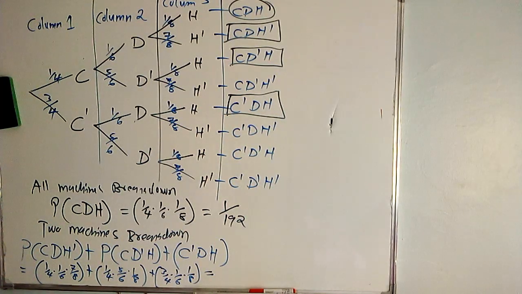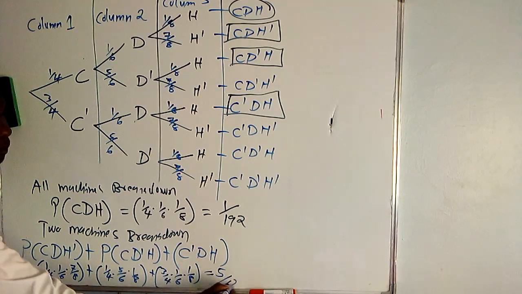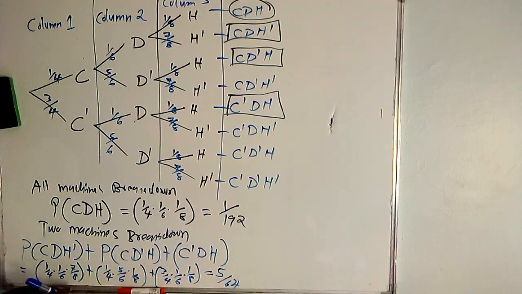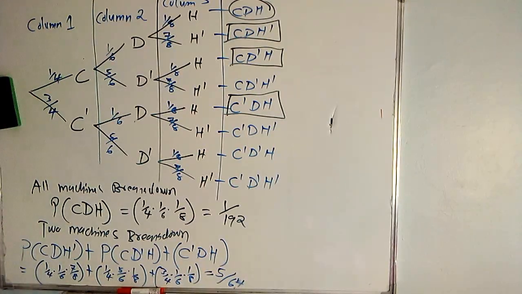15/192. In simple form, what is 15/192? I can simply use a common factor. 5/64. So the probability that two machines break down is 5/64. And you are done without problem. We are done with that problem. The next part is, we'll proceed from there, isn't it?